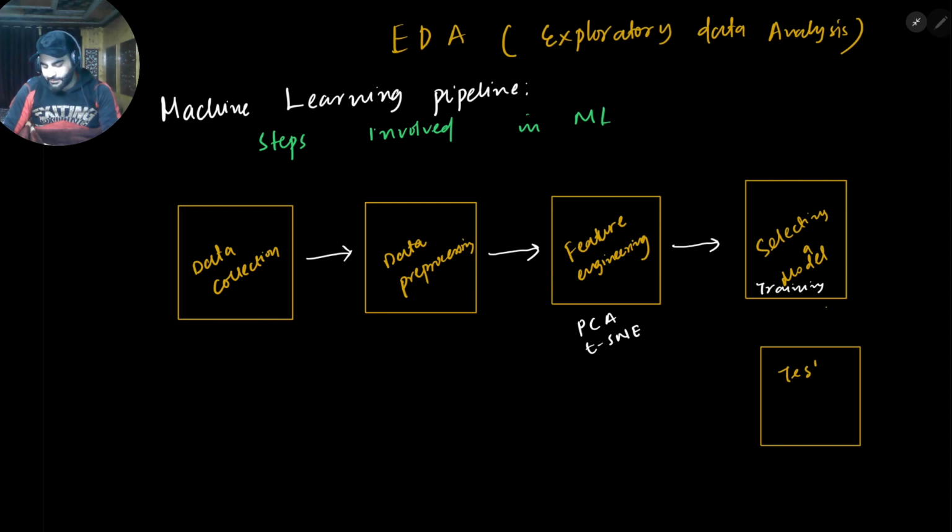So we have testing and validation. We have to learn about all of these processes. I told you about feature engineering. Here there is a step where you will split the data into train and test.